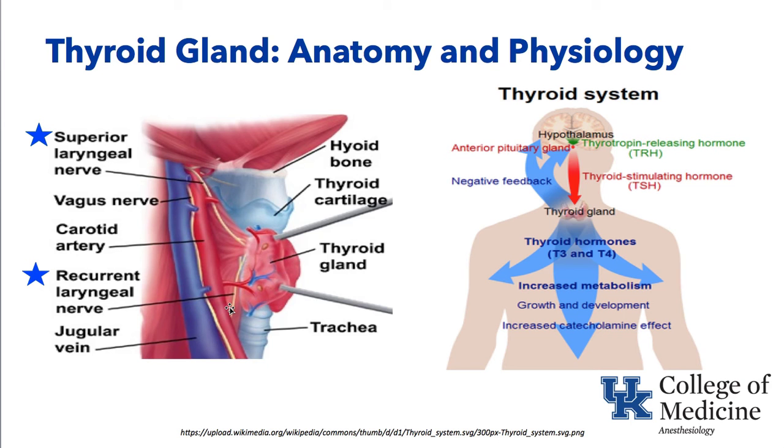On the far right represents the physiology of the thyroid system, starting up at the hypothalamus and the release of thyrotropin-releasing hormone, causing the anterior pituitary gland to release thyroid-stimulating hormone, which then acts on the thyroid to result in the release of thyroid hormones, T3 and T4, which in the periphery results in thyroid hormone effects, including increased metabolism, growth and development, and increased catecholamine effects.